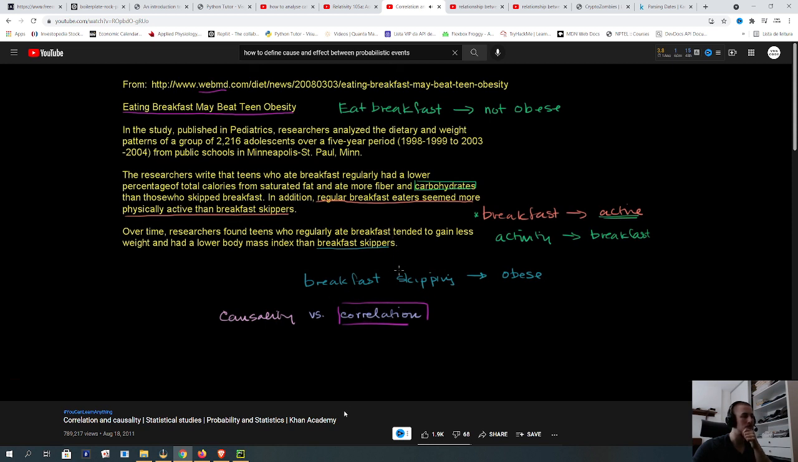Likewise, they say breakfast skipping, or they're implying breakfast skipping can cause obesity, but maybe it's the other way around. Maybe people who have a high body fat, maybe for whatever reason, they're less likely to get hungry in the morning. So maybe it goes this way. Maybe there's a causality there.